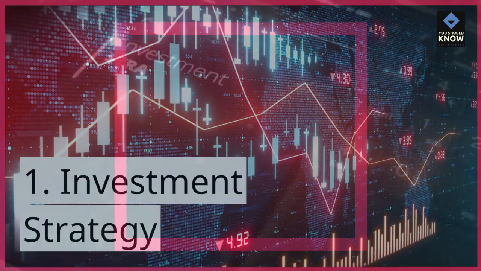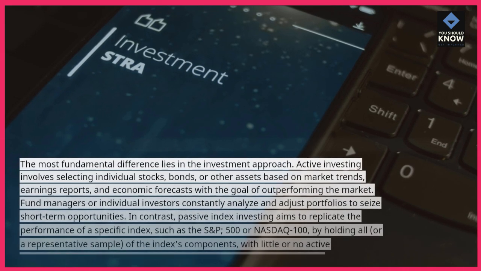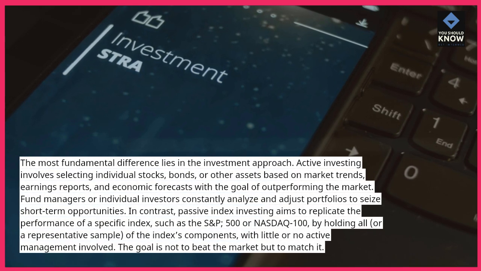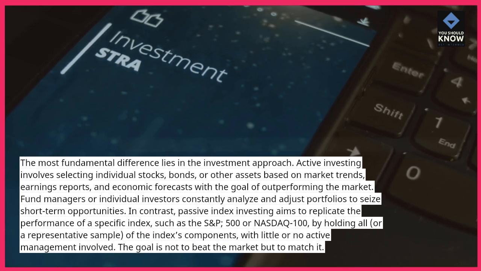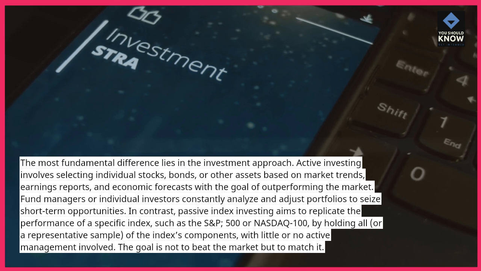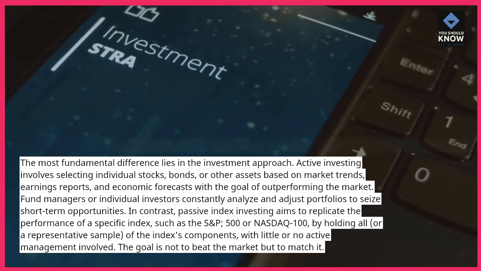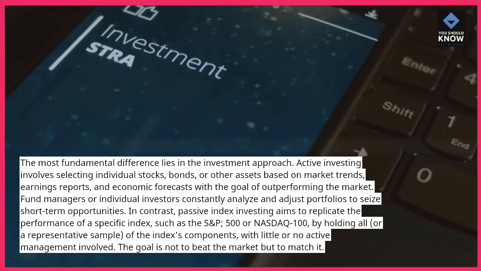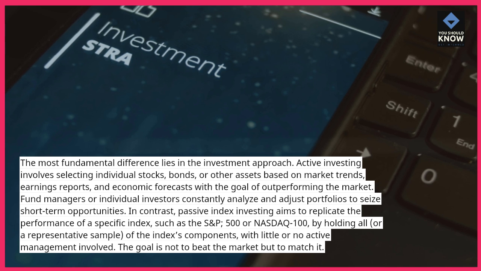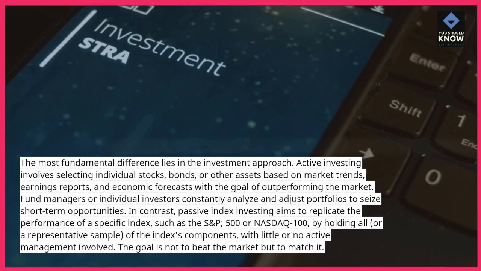1. Investment strategy. The most fundamental difference lies in the investment approach. Active investing involves selecting individual stocks, bonds, or other assets based on market trends, earnings reports, and economic forecasts with the goal of outperforming the market. Fund managers or individual investors constantly analyze and adjust portfolios to seize short-term opportunities. In contrast, passive index investing aims to replicate the performance of a specific index, such as the S&P 500 or Nasdaq 100, by holding all, or a representative sample, of the index's components, with little or no active management involved. The goal is not to beat the market but to match it.